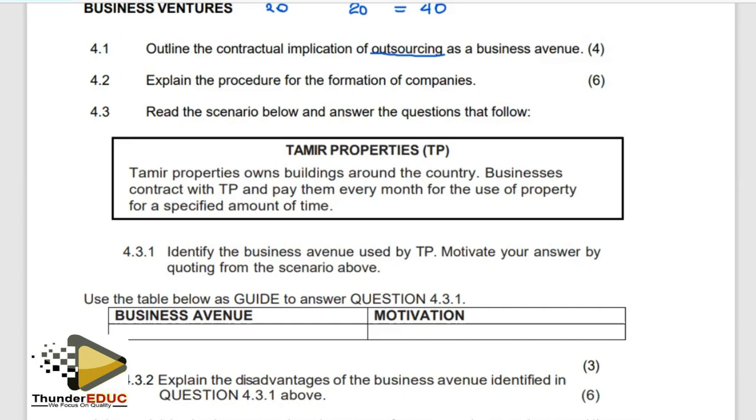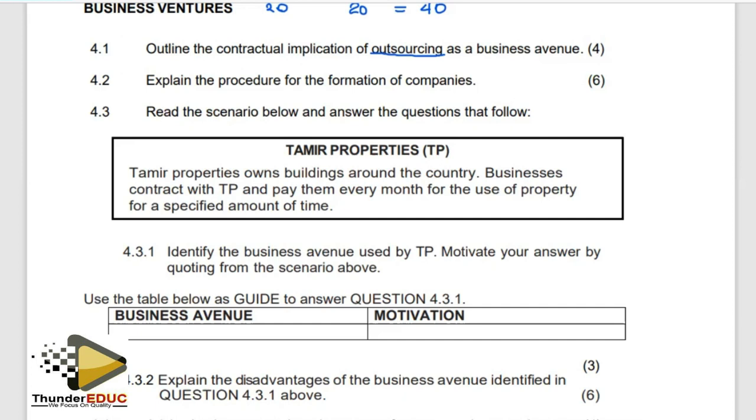It could be because they lack equipment and tools which can be obtained from another business. That's why they hire the services of another business to come and perform a certain task on behalf of this business. It is very common for a construction company to hire the services of an electricity installing company. So let's look at the contractual implications of outsourcing as a business.